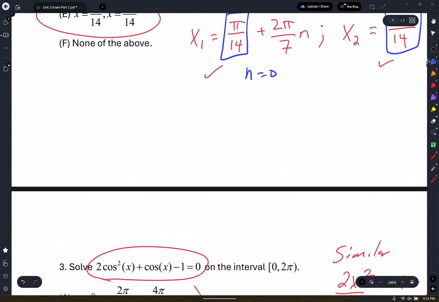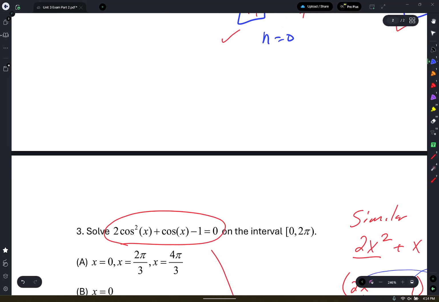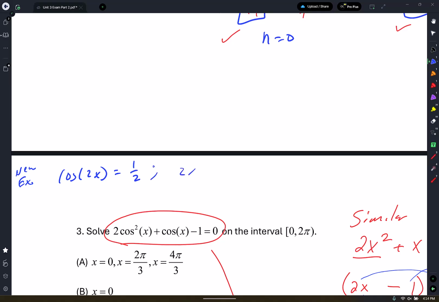So I'm going to do an example for you. Let's say I have cosine of 2x equals 1/2. Well, I want to solve for x, right? This is just a new example. You cannot move that 2. That 2 is part of the x. So you have to get rid of the cosine. How do I get rid of the cosine? Inverse. So I'm going to go 2x equals inverse cosine of 1/2 plus 2 pi n.